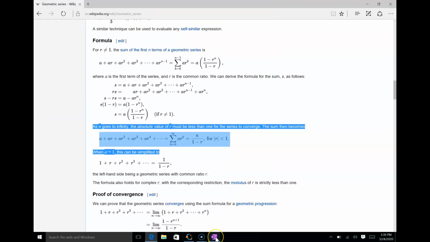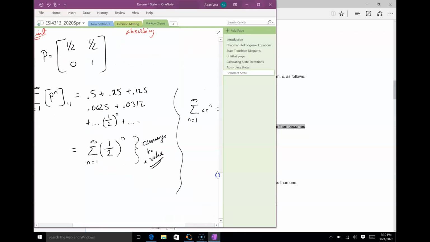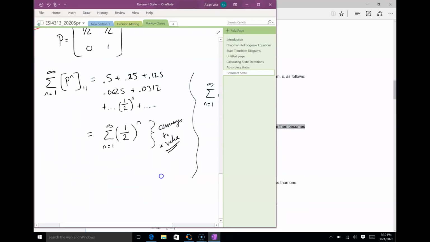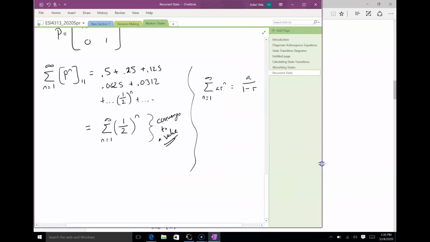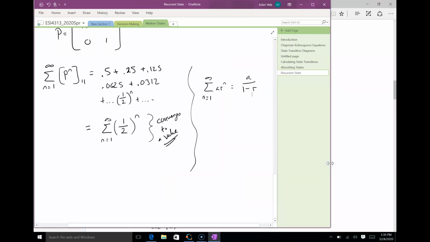Okay, so in our case, that's what we have. a is just equal to 1, and r is equal to 1/2. So this summation converges to 1 over 1 minus 1/2, which is equal to 2. Now, this summation is less than infinity, which implies that state 1 is transient.